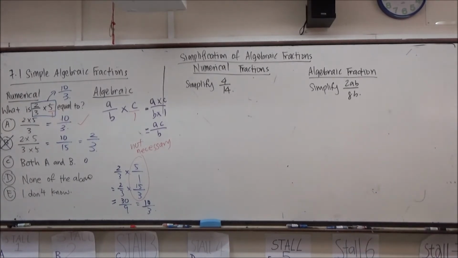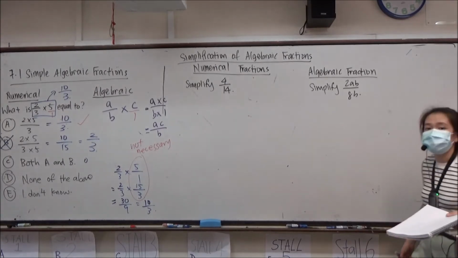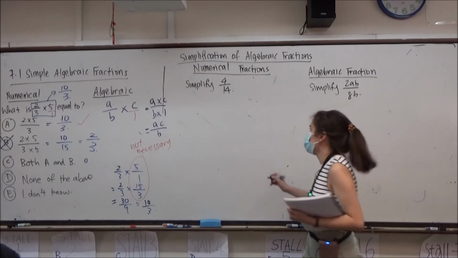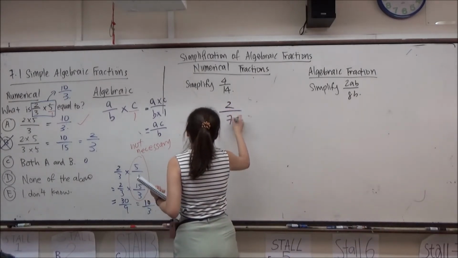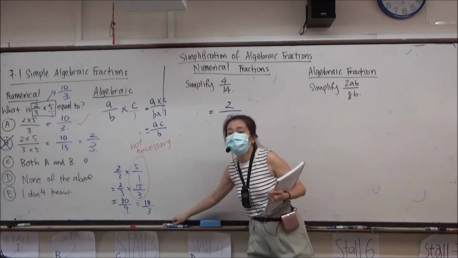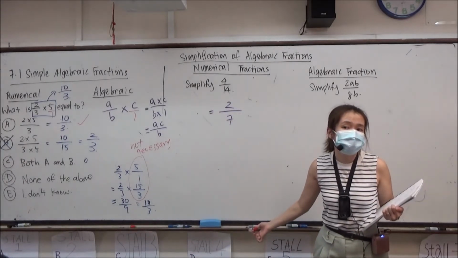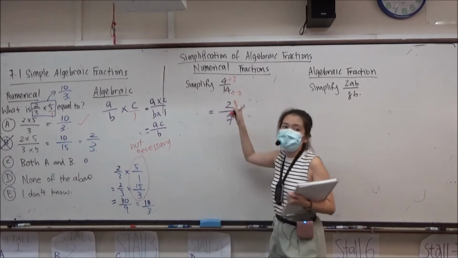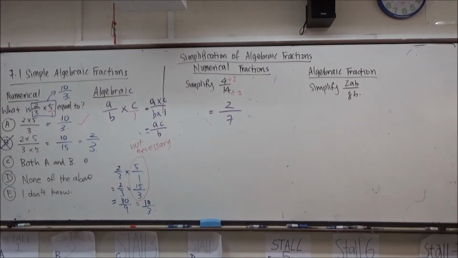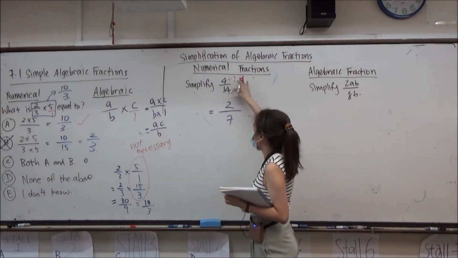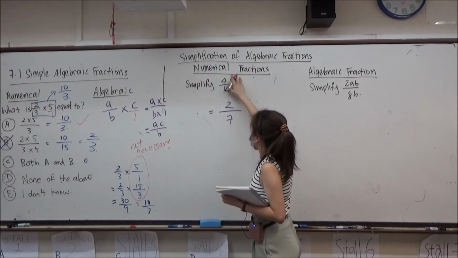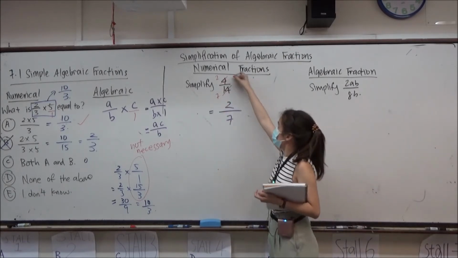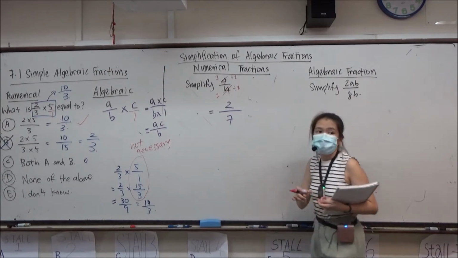What will I get? 4 over 14. Come on, don't need to press calculator, right? 2 over 7. Can you tell me how you get 2 over 7 using mental sum? Very good. Top and bottom I divide by 2, because both 4 and 14 have a common factor of 2. So what we usually do is that we can cancel it and then I write 2 over 7, because I divide by 2, divide by 2. Alright?